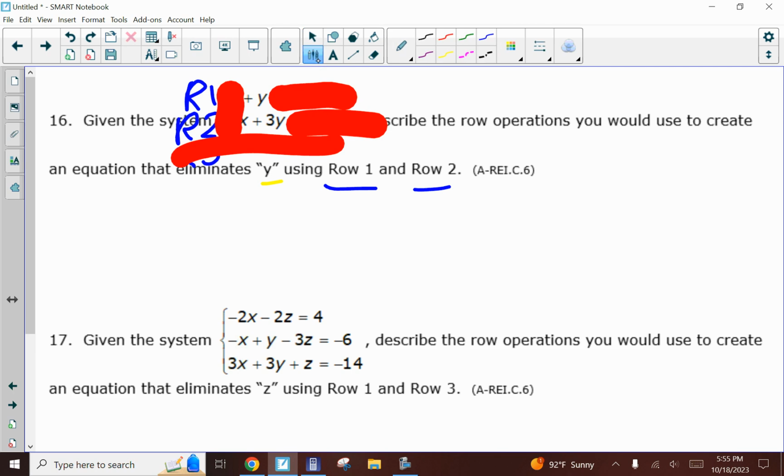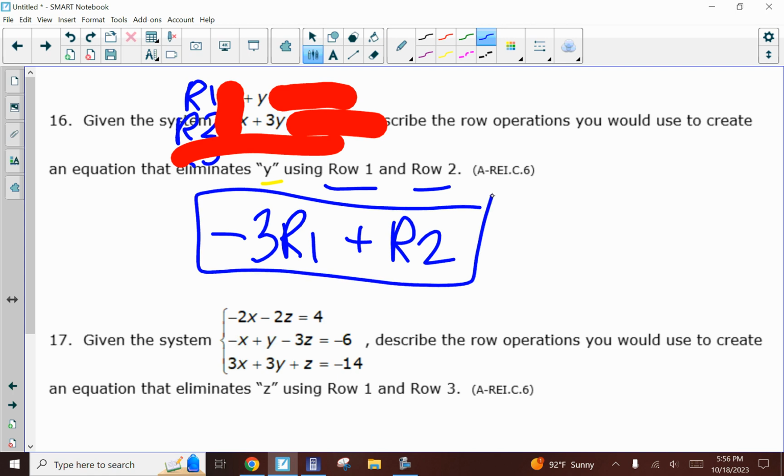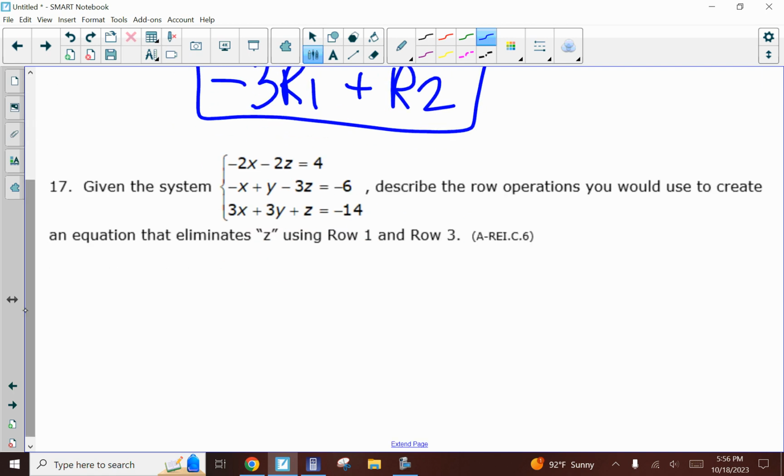In order to cancel, they have to be opposite of each other. So row 1 needs a 3 in front, but it also needs a negative 3. And then if I add that to row 2, I don't need to touch row 2 because it already has the positive 3. That's going to get them to cancel. I'll show that to you again.